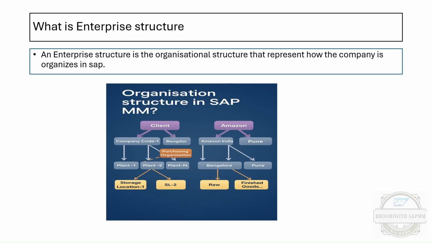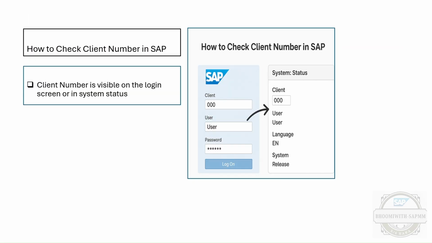So we discussed what enterprise structure is. An enterprise structure is the organizational structure that represents how the company is organized in SAP. How to check the client number? A client number is visible on the login screen or in the system status.